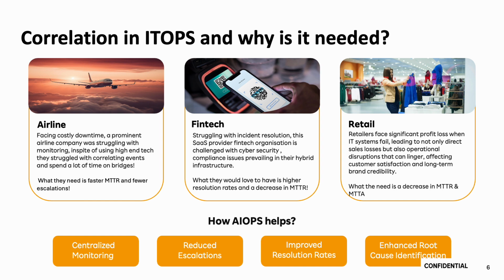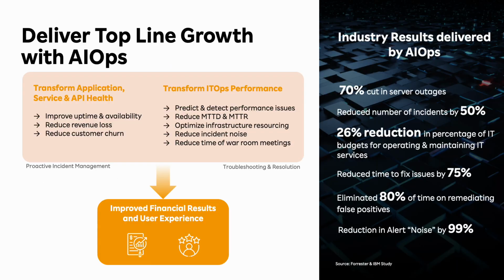Retailers also face this problem significantly. Any kind of profit loss when IT systems fail leads to high incremental loss at their end, leading to not only direct sale losses but also operational disruptions that can linger, affecting customer satisfaction and long-term brand credibility. Such issues across industries can erode customer trust and reduce long-term revenue, affecting both immediate sales and sustained brand loyalty.